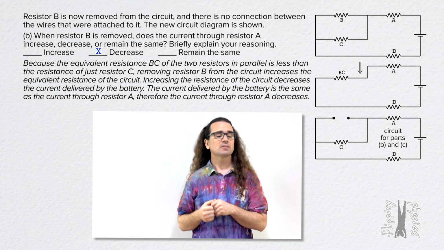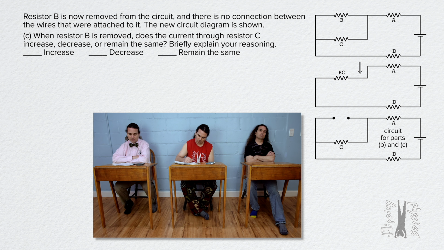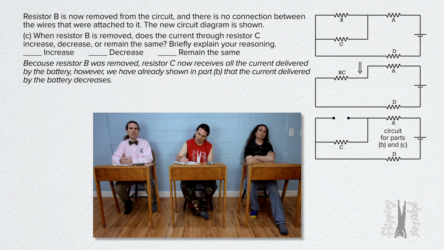Great, Bobby. Thanks. Billy, could you please read and answer part C? Part C. When resistor B is removed, does the current through resistor C increase, decrease, or remain the same? Briefly explain your reasoning. Because resistor B was removed, resistor C now receives all the current delivered by the battery. However, we have already shown in part B that the current delivered by the battery decreases.